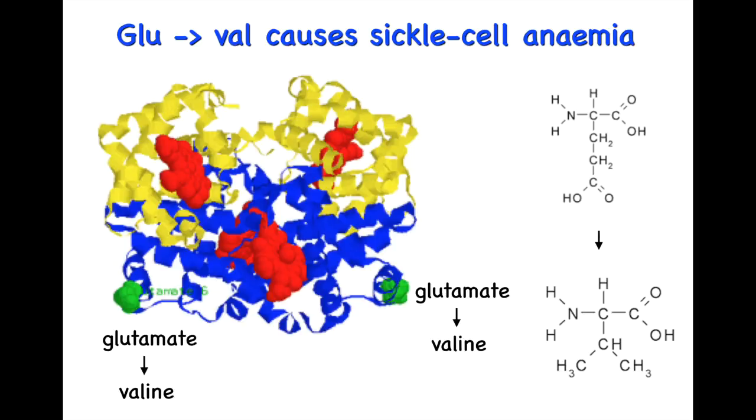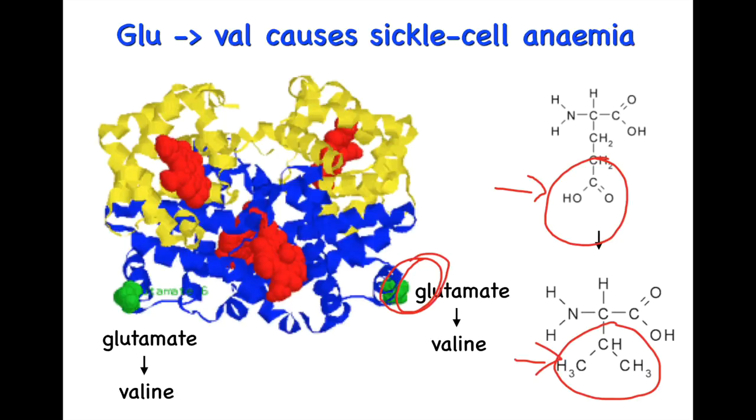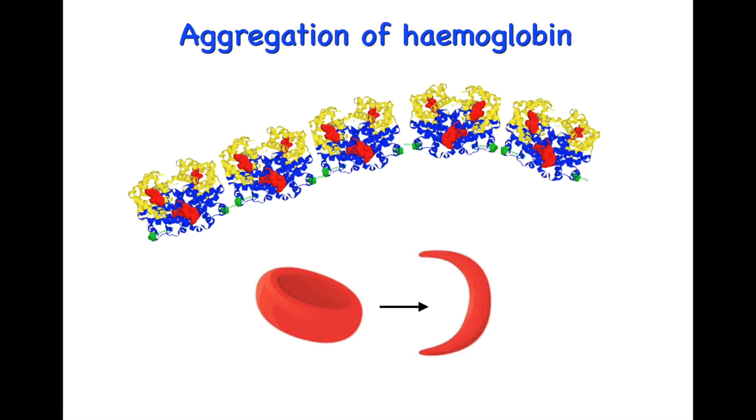The effect of that really is, instead of having glutamate, which has a negative charge, we have valine, which has no charge. So this likes water, and this doesn't like water. Valine is hydrophobic. So we replace a negative charge here, and so there's no negative charge. So we have a sticky hydrophobic part here and here, as glutamate is changed to valine. And what that does is it causes clumping of the proteins.